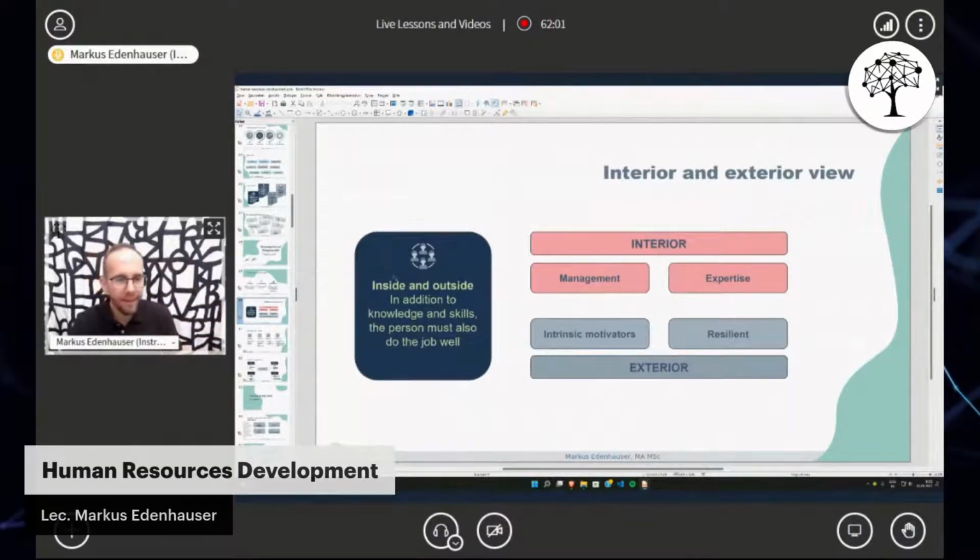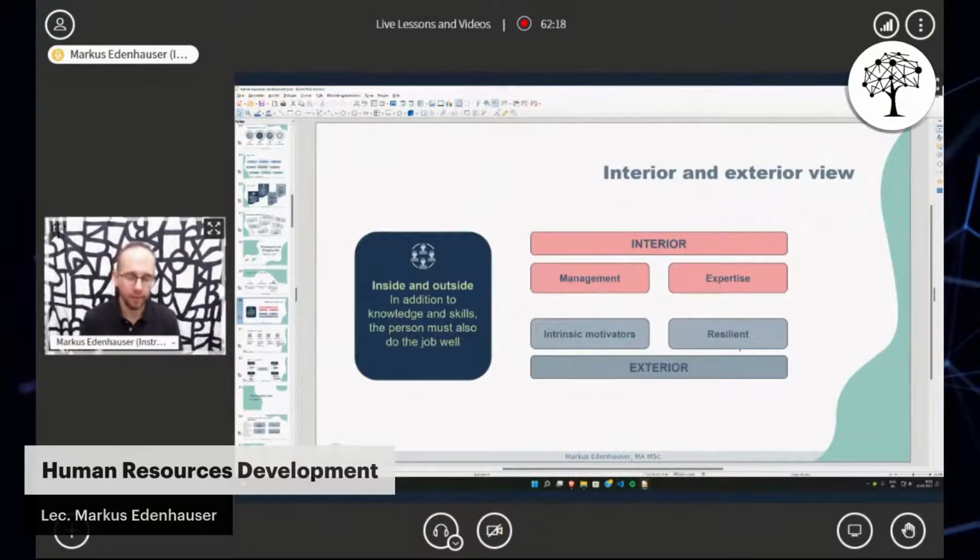big picture, inside and outside. In addition to knowledge and skills, the person must also do the job well. The interior view is management and expertise, and the exterior is the intrinsic motivators and the resilience.